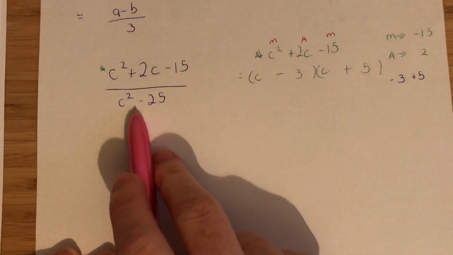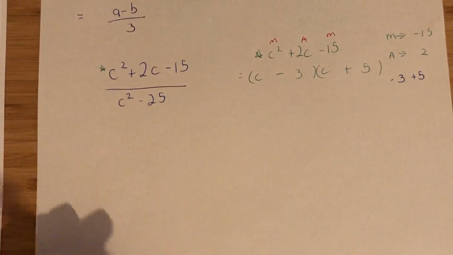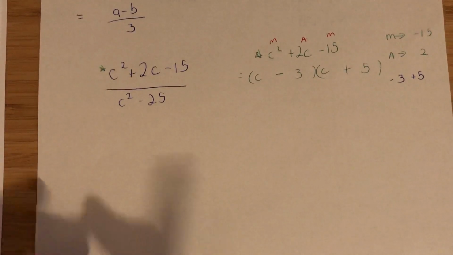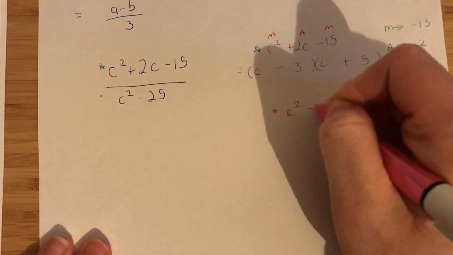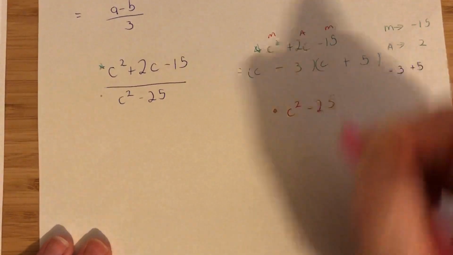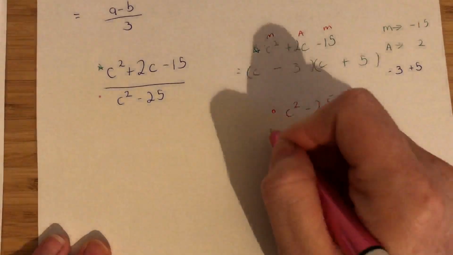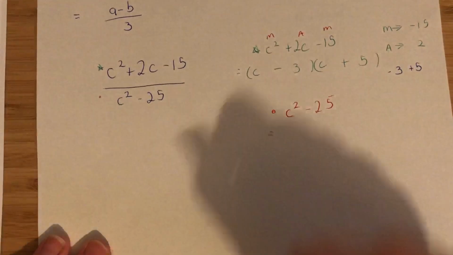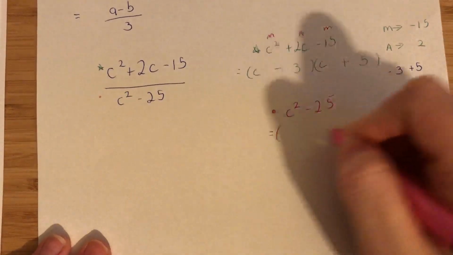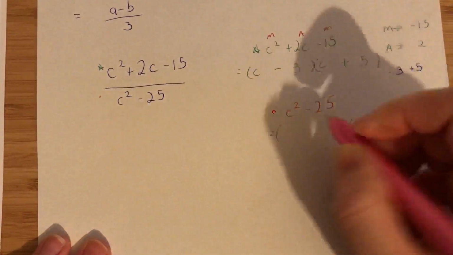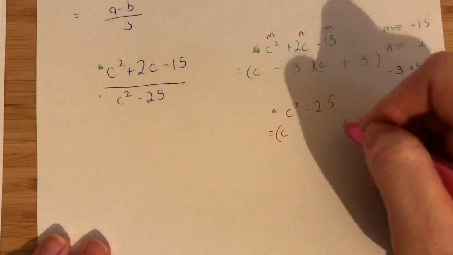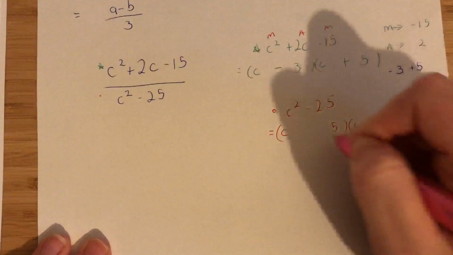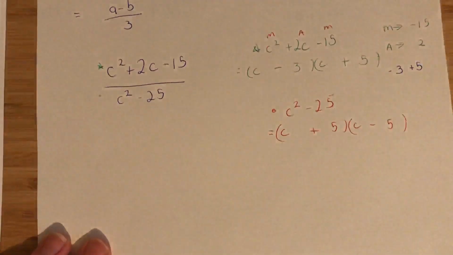Alright, let's look at the denominator now. We've got c squared minus 25, so we're going to have to factorise that as well. So pulling that out over here. C squared minus 25. Is there a highest common factor? No. Is there a difference of 2 squares? Yes. So we've got c squared and 25, double brackets. Square root of c squared is c. Square root of 25 is 5. And then plus and minus.